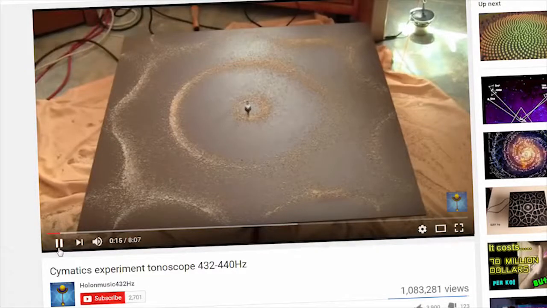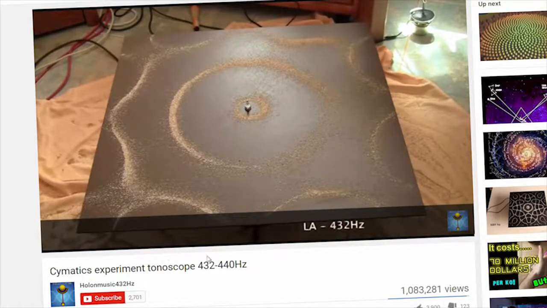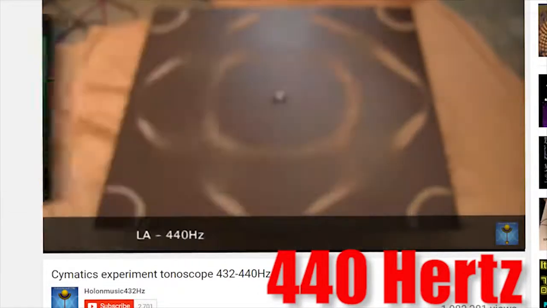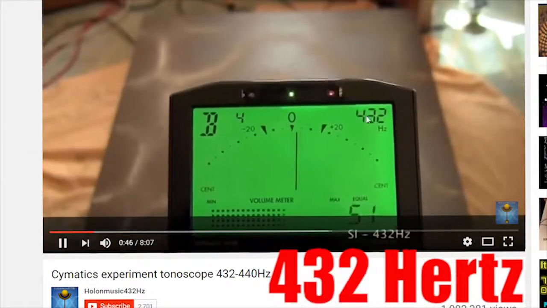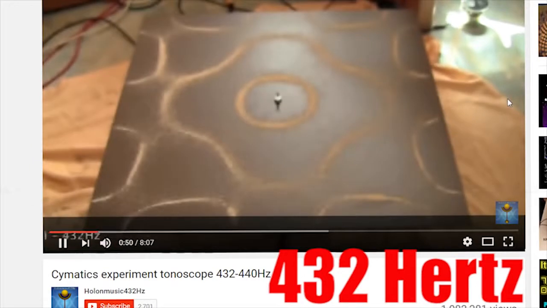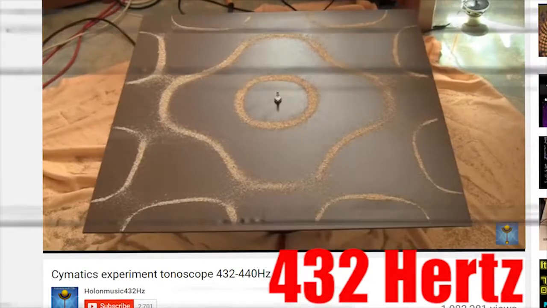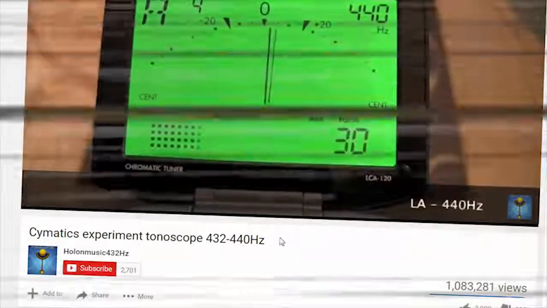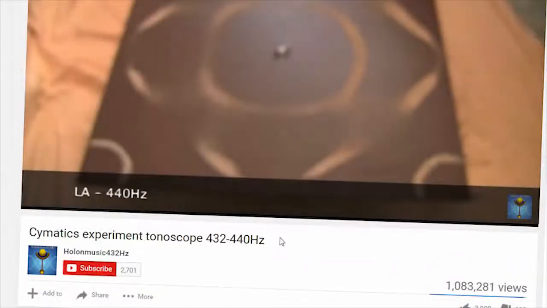Take a look at these different examples of how music played at 432 Hz forms different particle patterning than it does when played at 440 Hz. Take a look. Now this is a widely known phenomenon in regards to sound and how it affects particles, but at least here we can see a difference between the two frequencies.